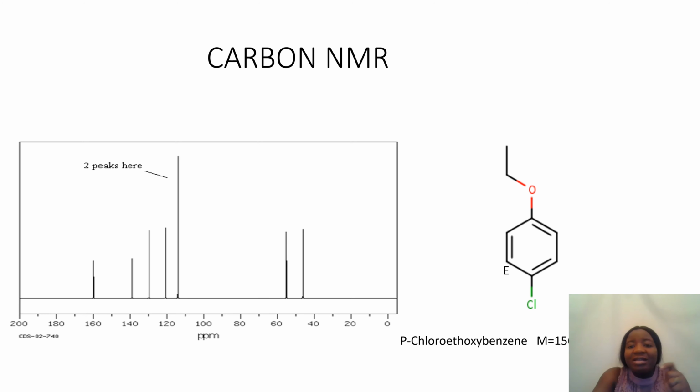Now, how did I decide to put oxygen here and Cl here? I looked at how my carbons are looking on the spectrum. First of all, I'm going to say this spectrum shows me that I have 8 carbons, which is kind of what I found out from the previous information. So we have 1, 2, 3, 4, 5, 6, 7, 8 right here.